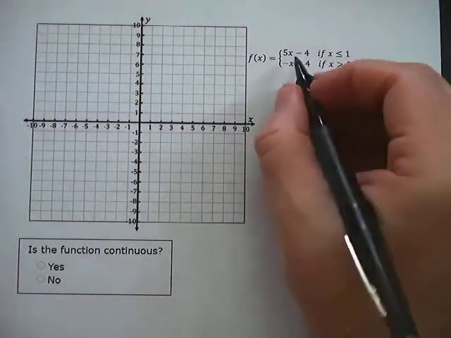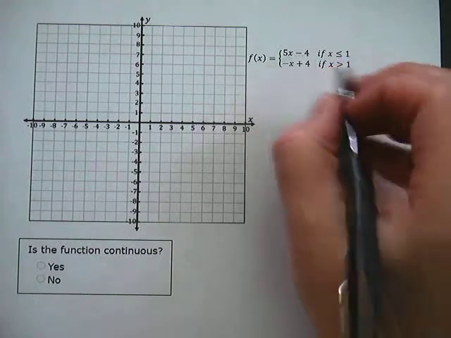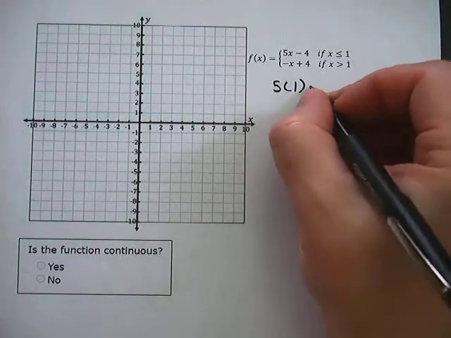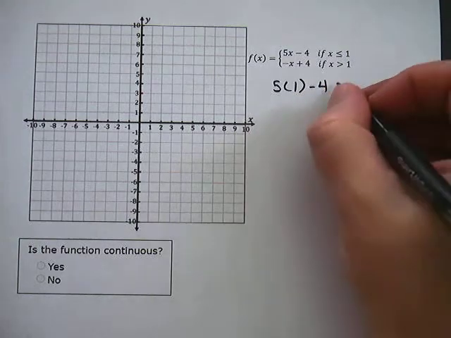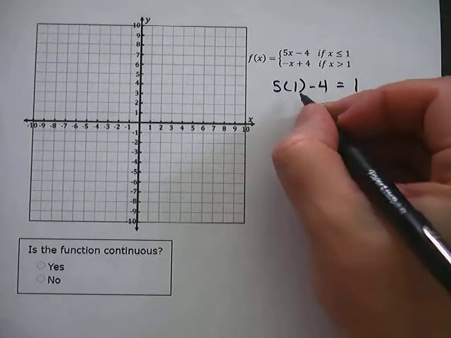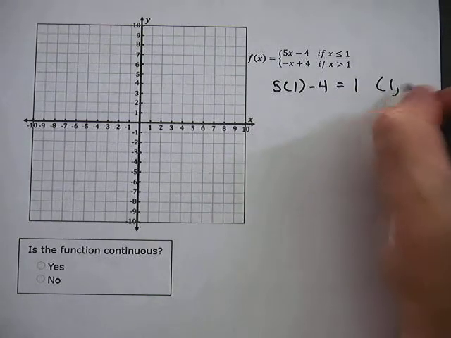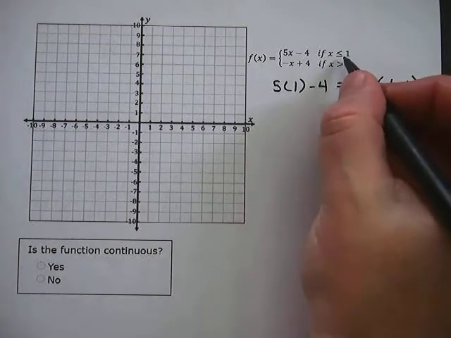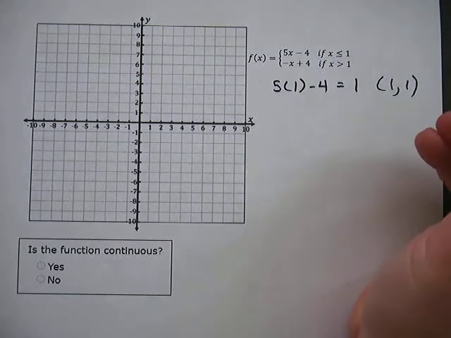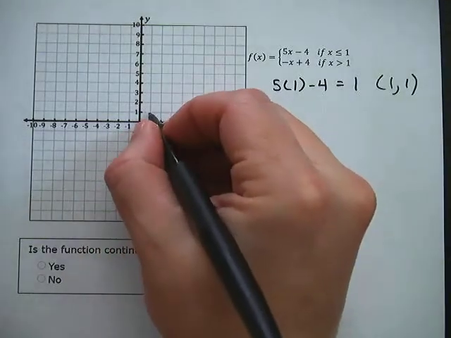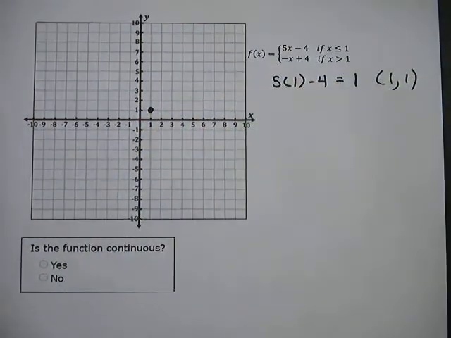Okay, so what I'm going to do is plug a 1 into 5x minus 4. So 5 times 1 minus 4. 5 minus 4 is equal to 1. So when I plugged in a 1, I got a 1 out. So that's the point (1, 1). And this has an equal to sign underneath right here. So when I go to the point (1, 1), I'm going to put a closed circle, a closed dot.